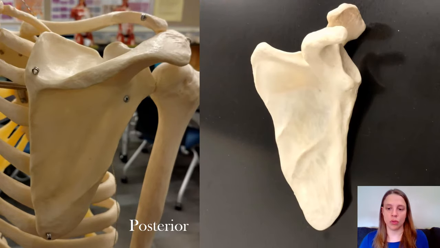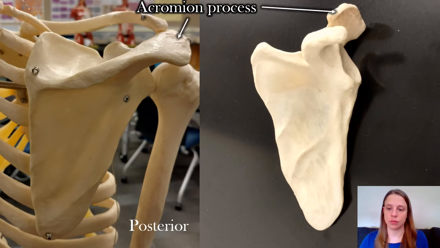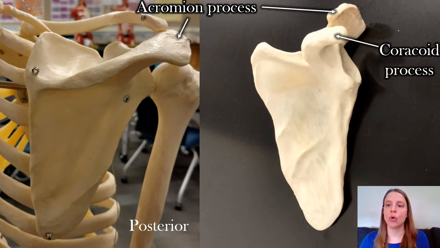All right, so looking at the posterior view next to the anterior view, we can see the acromion process really well from both angles. And on the anterior view, you can see below the acromion process is the coracoid process. Don't call it the coronoid process. The coronoid process is in your jaw, and you have another coronoid process in your arm. So it's the coracoid process.